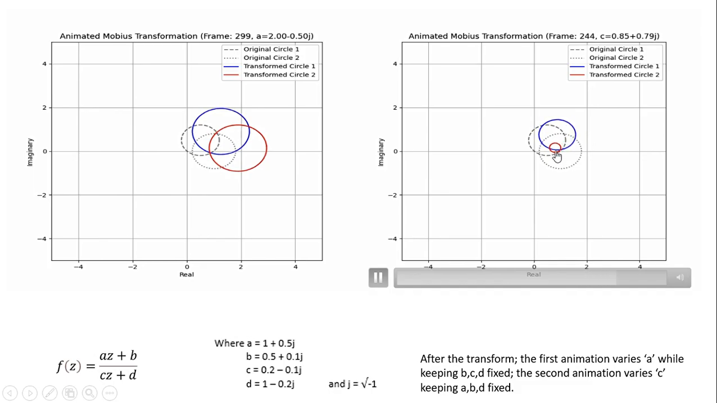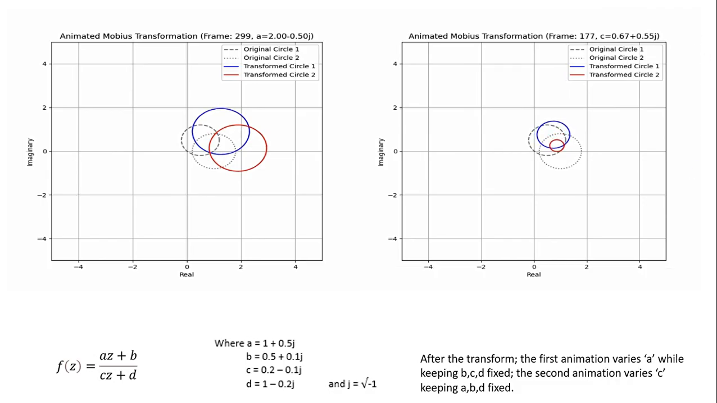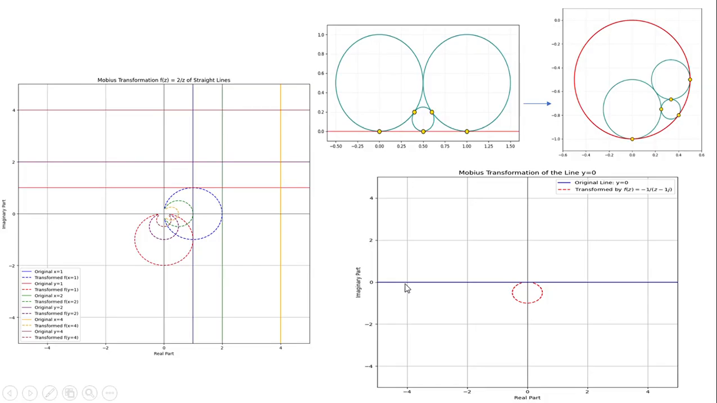Similarly here, maybe the greater circle can shrink, I mean the smaller circle can inflate, but what the transformation essentially preserves is the angle between the two circles. Once again, so here we vary c, keeping all other parameters same, and here it is.